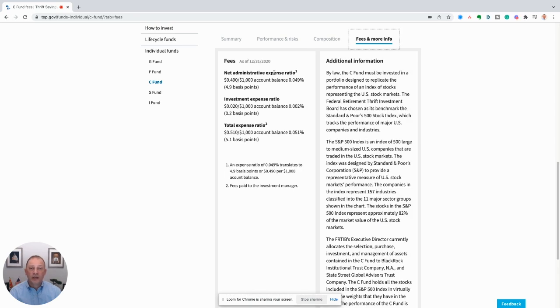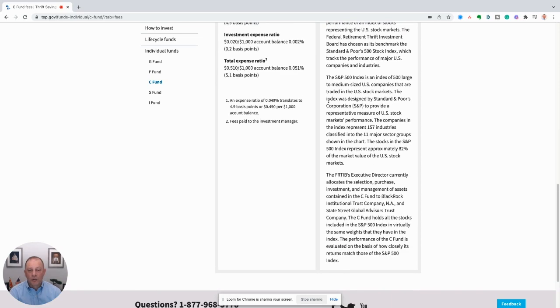Fees and more information, again, low cost. We know this with the TSP, and this is one of the best benefits that you have, although you can get the S&P 500 in a wide variety of different areas. So you get a little bit more description.